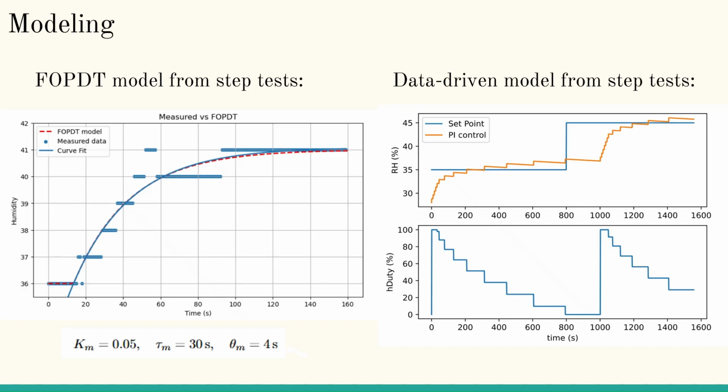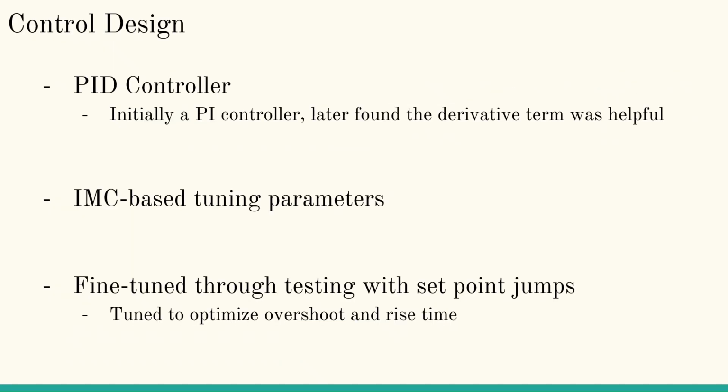Using this information, we were able to design a controller for our system. Our system implements a PID controller. Initially, we just used a PI controller. However, we later found through testing that the derivative term was especially important for the overshoot of the system. Our controller is based on IMC tuning parameters, and we tune these parameters through different set point steps to optimize the overshoot and the rise time of the system. Through this, our controller has the following results.